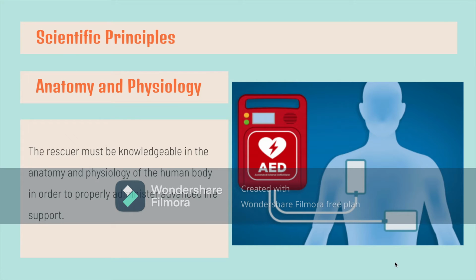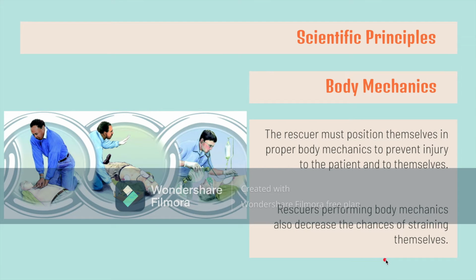So, the rescuer must be knowledgeable in the anatomy and physiology of the human body in order to properly administer advanced life support, such as knowing the proper placements of defibrillation, proper placement of the trachea for airway management, and where to administer medications. The second scientific principle would then be body mechanics.